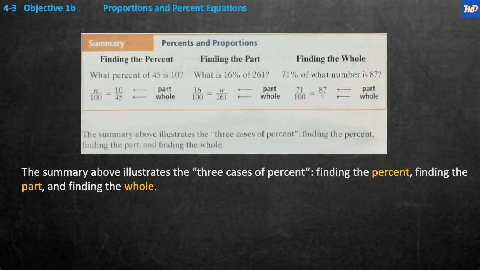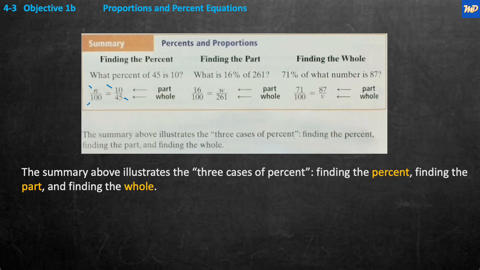Okay, so continuing on, objective 1 here, proportions and percent equations. Let's take a look at this chart here, or this picture anyways, talking about the summary of what we've just learned. And we learned finding the percent, finding the part, and finding the whole. Under finding the percent, we have n divided by 100. We want the percent here. Remember, any number percent divided by 100, right? N divided by 100, n is the percent, is equal to, say, 10 divided by 45. The part over the whole. Same here. N is the part, 100 is the whole.